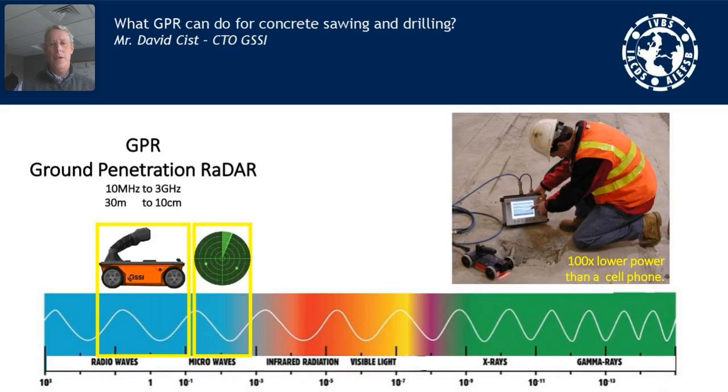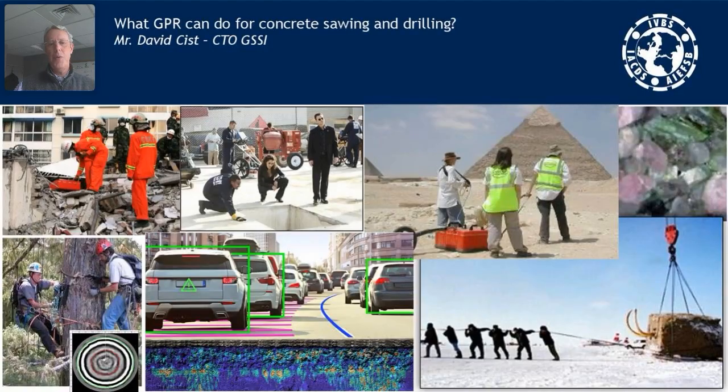For 50 years, GPR has been used around the world to do just that, to solve puzzles. I just have a few pictures here to show you. In China, to do search and rescue, radar looks through concrete to find living victims and to rescue them, which it did. It's also used by the police to look and find buried bodies.